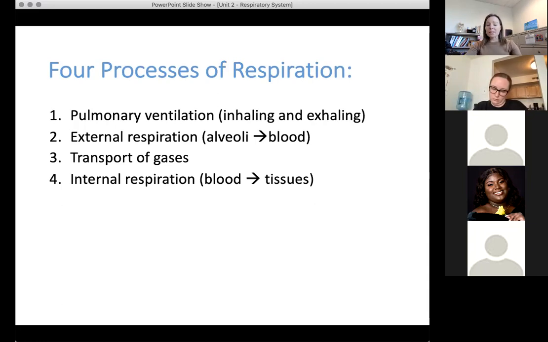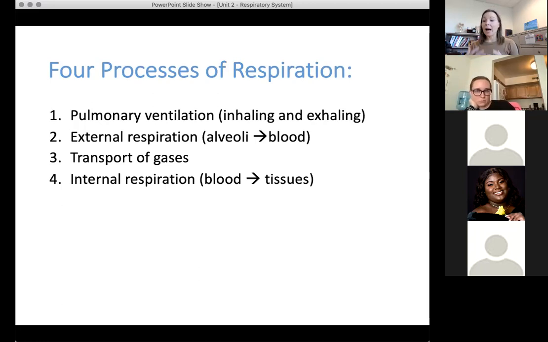Okay, so basically you have breathing to bring oxygen in to the lungs. Then you have gas exchange at the lungs. So you have to move oxygen from the lungs into the blood. At the same time, it's trading places with carbon dioxide. Carbon dioxide is moving from the blood into the lungs. So then you can just exhale it next time you breathe.